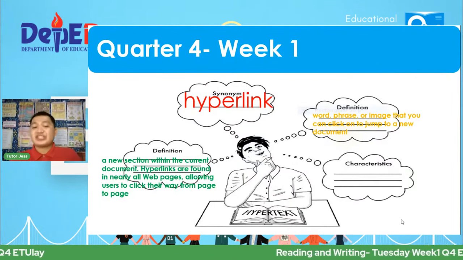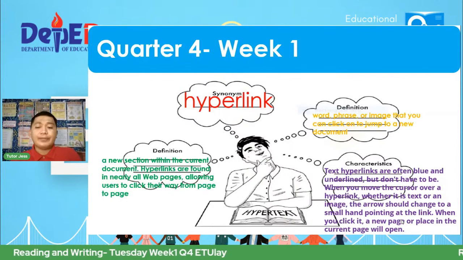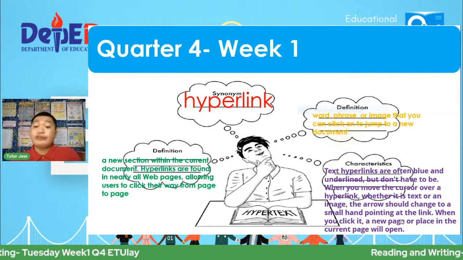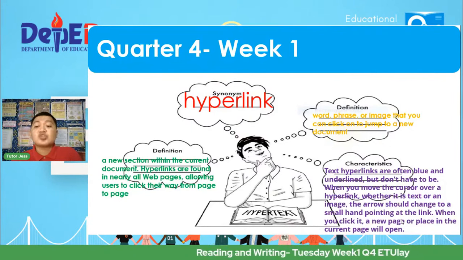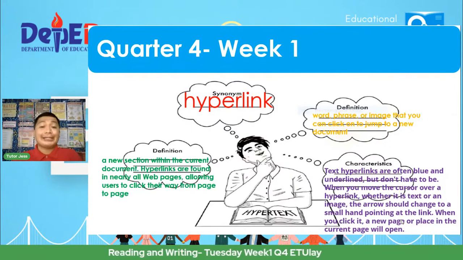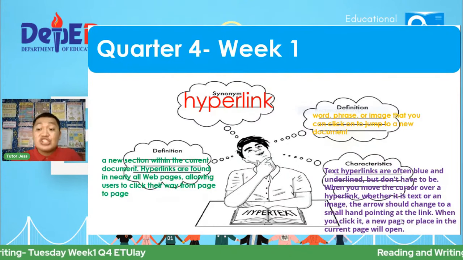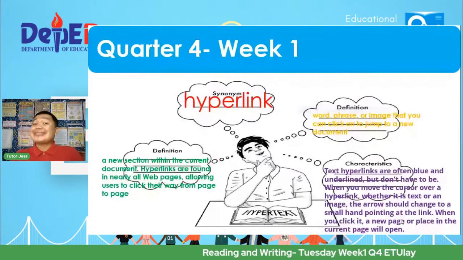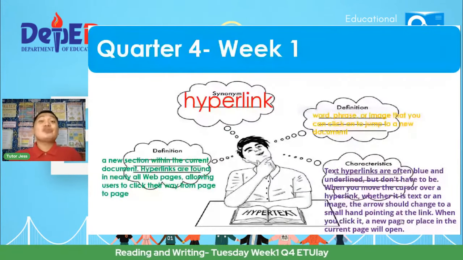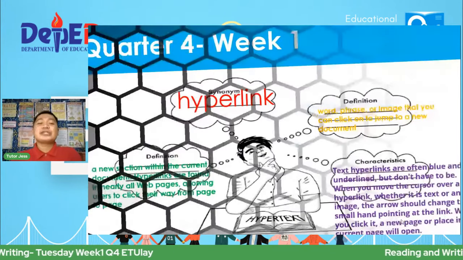Hyperlink is very essential. Text hyperlinks are often blue and underlined, but don't have to be. When you move the cursor over the link, whether it is a text or an image, the arrow should change to a small hand pointing at the link. When you click it, a new page or a place in the current page will open. So that is hyperlinks, synonymous to hypertext. Okay. Now, let's proceed to intertext.